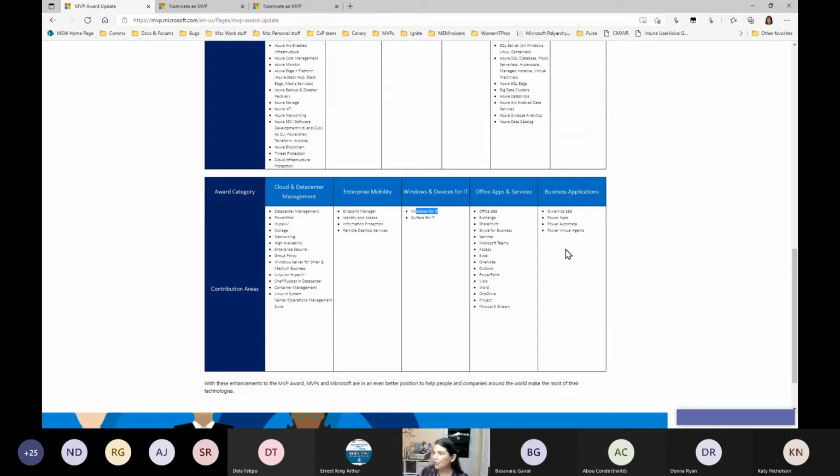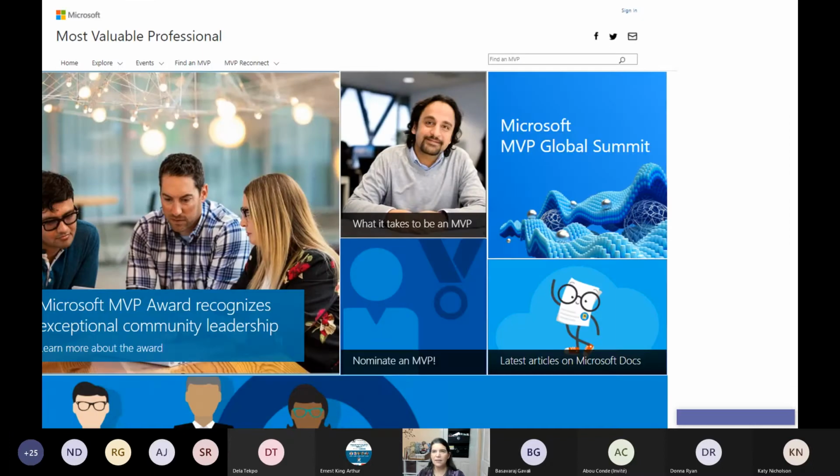And then biz apps, just a few award categories, but a huge space out there with a lot of MVPs who are very active. Of course, Dynamics 365 is huge. Power Apps is huge. Big active community space. So any questions about any of this piece?